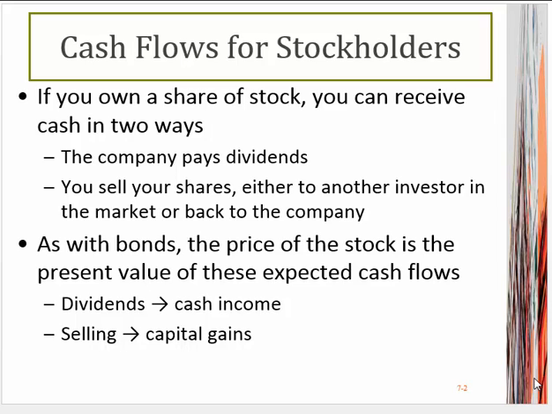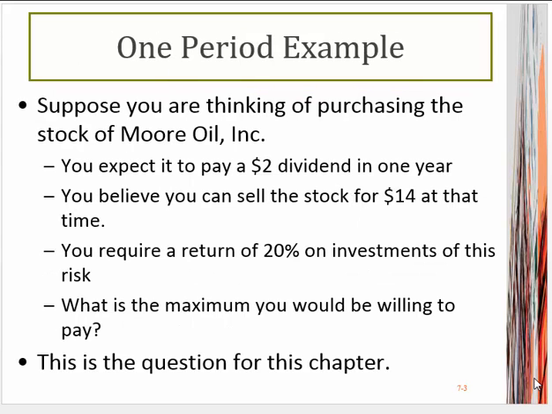With bonds, it was the same basic idea, right? The dividends related to the interest or the cash income, and, of course, the selling piece related to the principal or the capital gains that you ultimately would receive. So they're very similar. The difference between the two in the end is uncertainty.